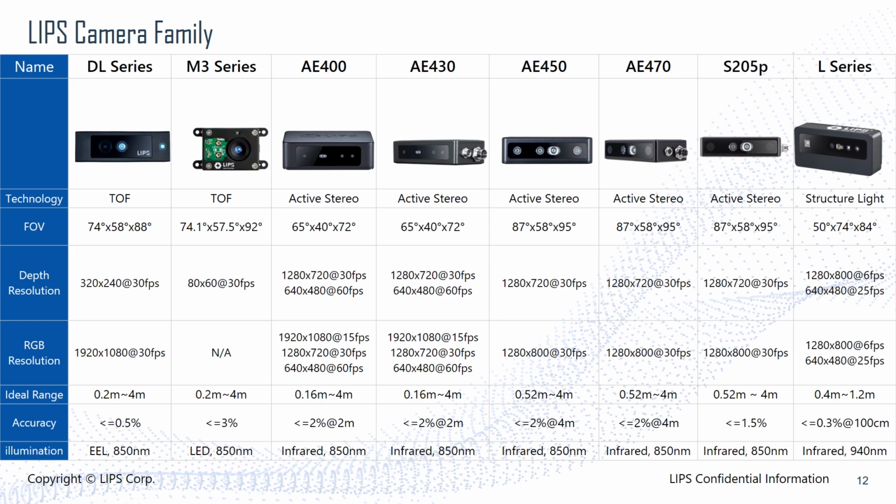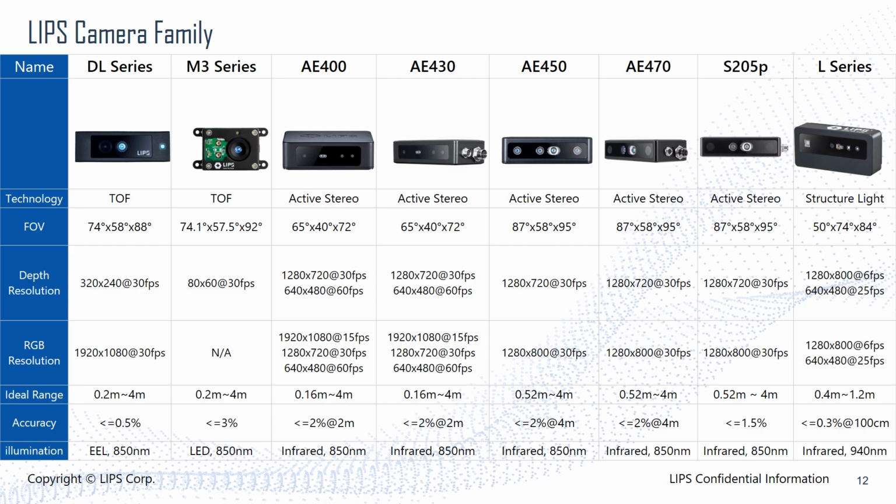The AE series and S series for industrial use, which are robust and certified against dust and water, come with distinctive characteristics suitable for autonomous mobile robots and factory automation and robotic arms. And the L series, which is suitable for close-distance scanning applications. All of LIPS Edge 3D camera series can achieve an accuracy of 2% or less.